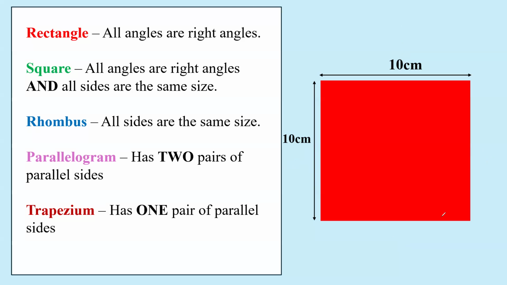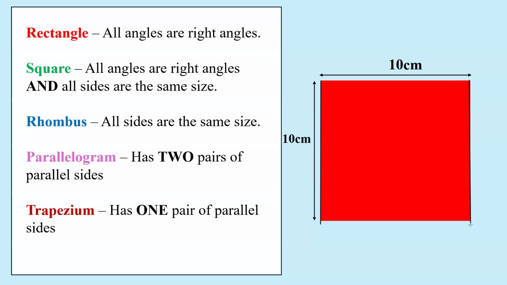What about a rhombus? Now, a rhombus is just a quadrilateral that has all sides that are the same size. And we already know that every side of this shape is the same size. Each side measures 10 centimeters. So we can call this a rhombus. What about a parallelogram? Does it have 2 pairs of parallel sides? I think you can probably see that it does. It does have 2 pairs of parallel sides. If you take a look at the left side and the right side, you can see that they're parallel.